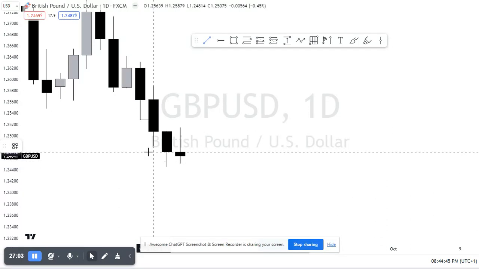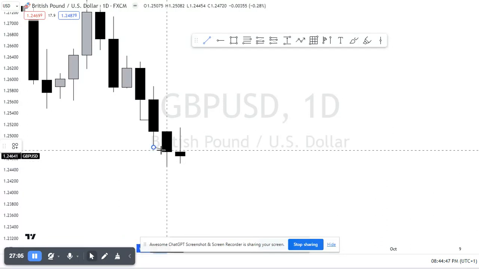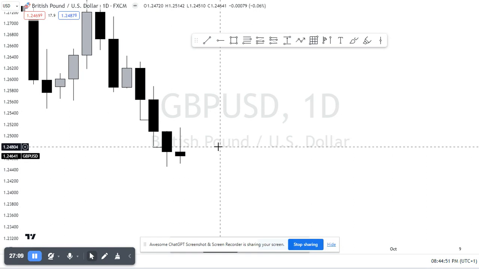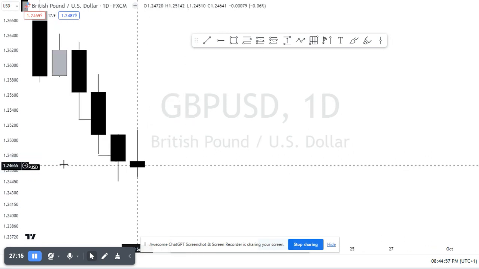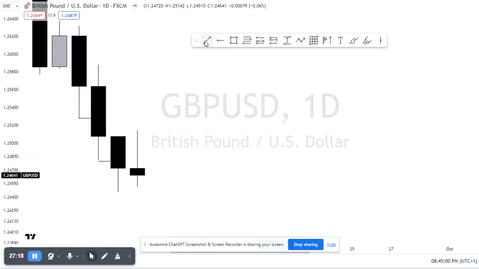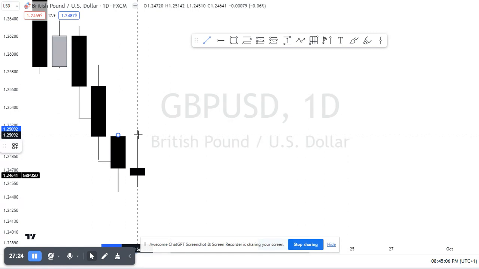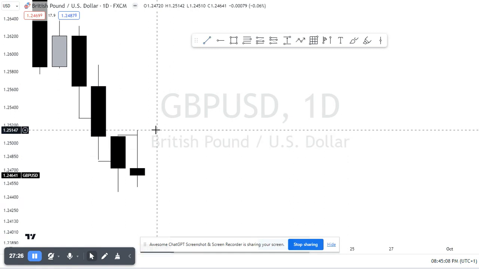On the next day we see another candle, but it's still the body that closed. So it's not a sweep. But on the third day, what happened, guys? You can see we saw this sweep. And this sweep right here is our perfect opportunity to trade.